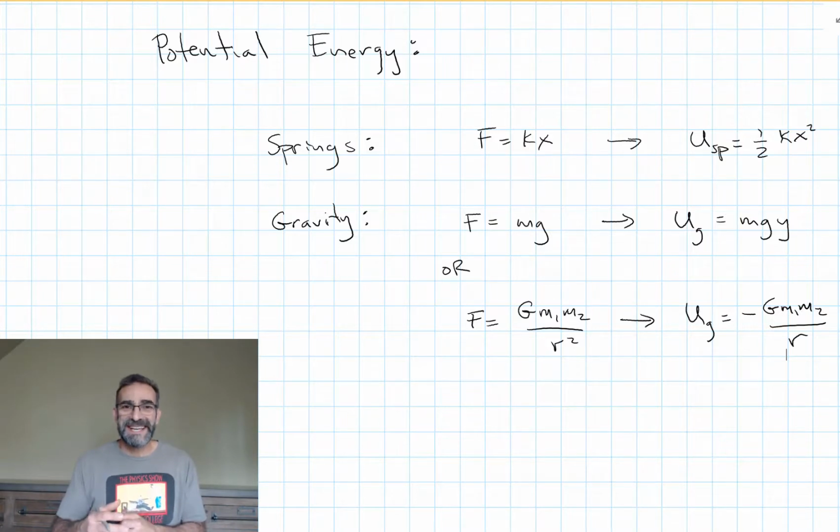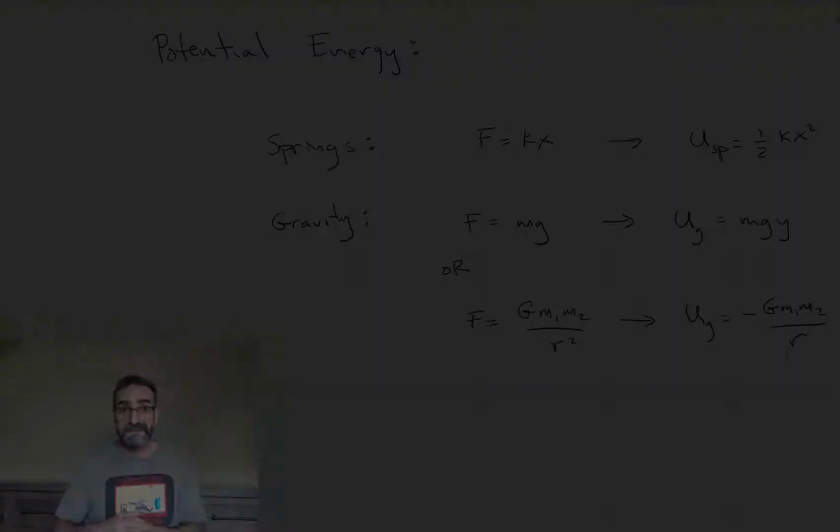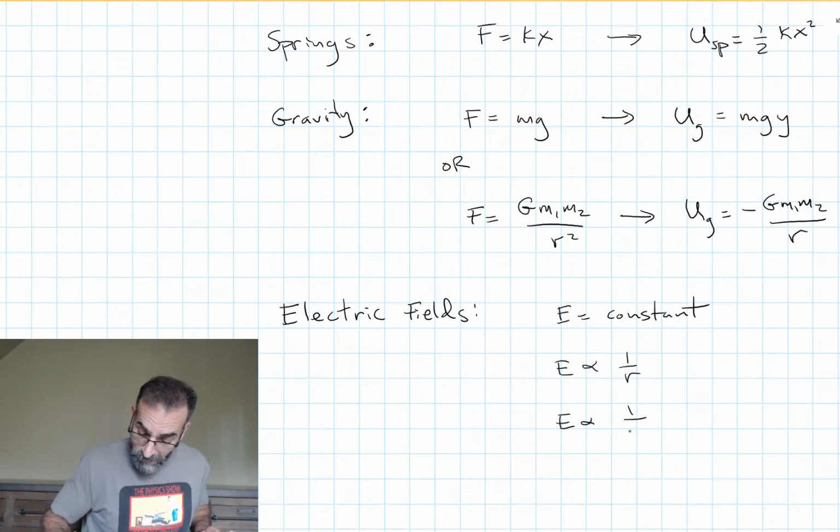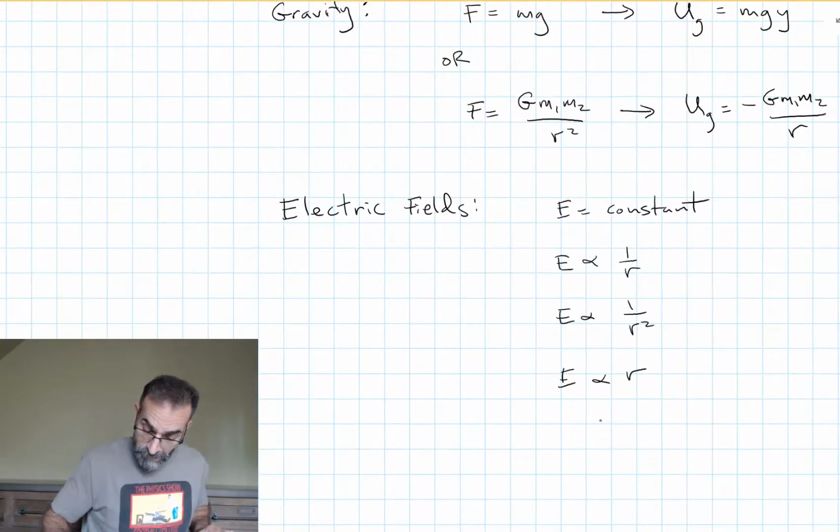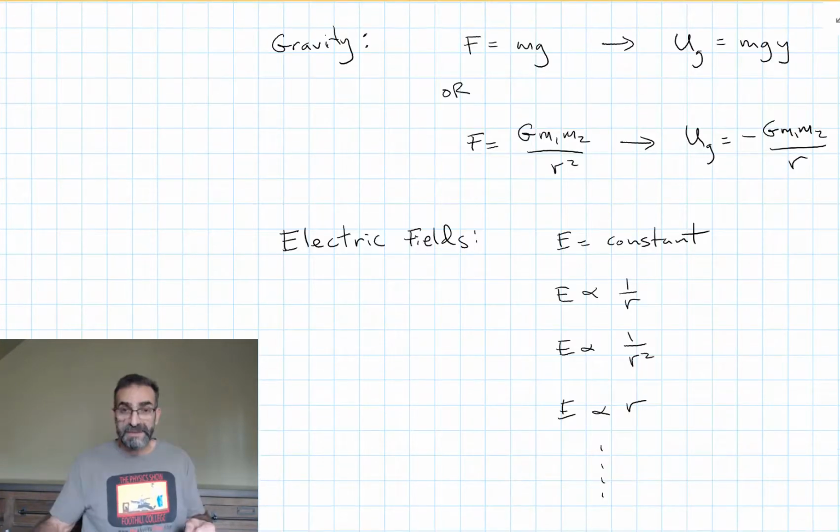And the reason is that we don't have some fixed electric field that's always the same. With the spring force, it's always the same, kx. With gravity, there's only two options, right? It's either constant or it's 1 over r squared. But let's take a look at electric fields. There isn't a specific formula for an electric field.